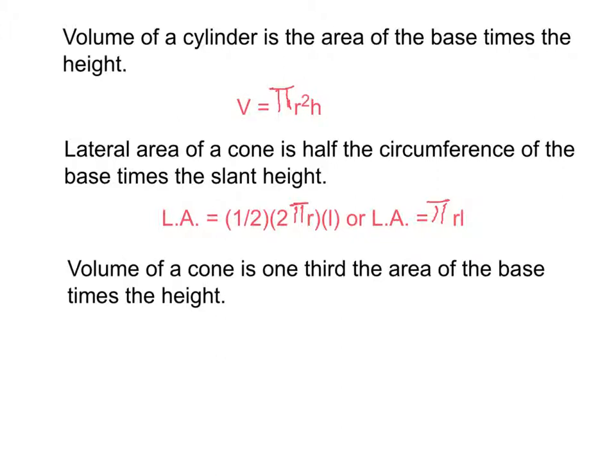Now the volume of a cone is equal to 1/3 the area of the base times the height. Here we're talking about the actual vertical height of the cone and not the slant height. And once again, in formula form, this would be volume is equal to 1/3 pi r squared h, where r is the radius and h is the height or altitude of the cone.